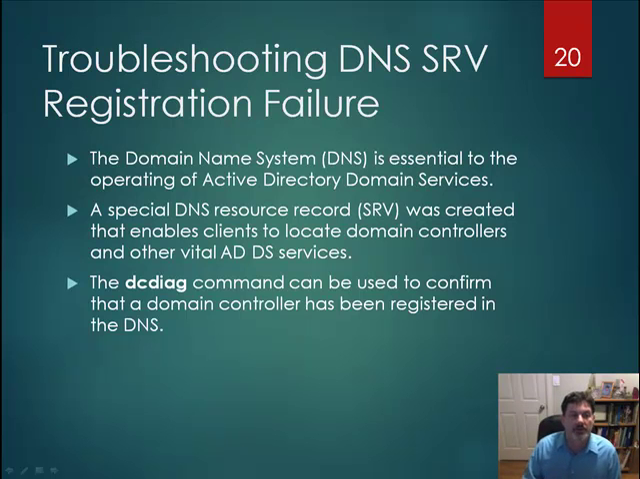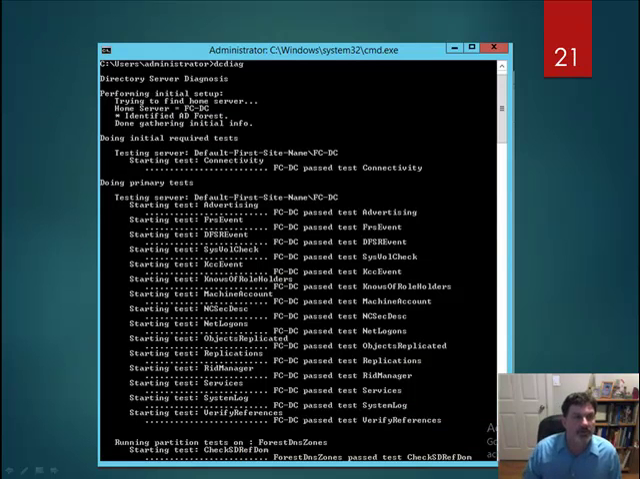can do is run the dcdiag command at the command line to confirm that the domain controller has been registered in the DNS. And if I run the dcdiag command, just dcdiag with no options, I will get a printout that looks like this. As you can see, this is not all of it, mind you, but there are a significant number of tests that dcdiag will run by default. We'll do a how-to segment a little later on in the series that will go into dcdiag a little more in depth.